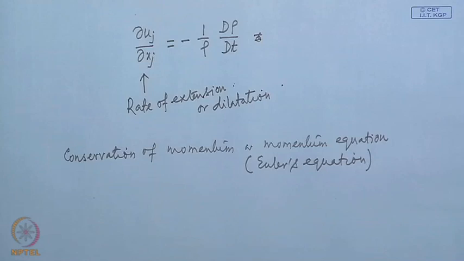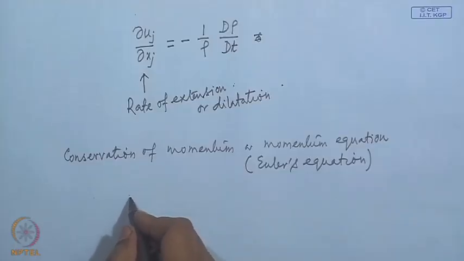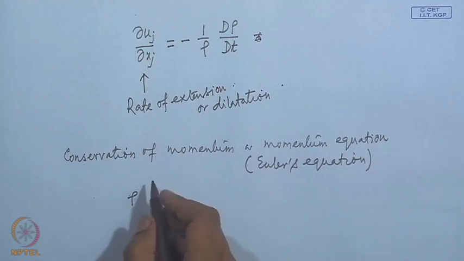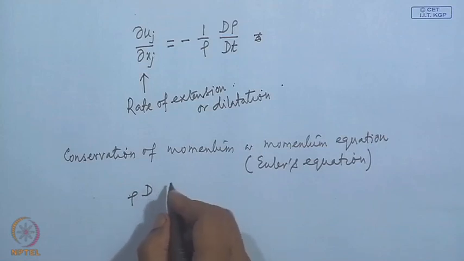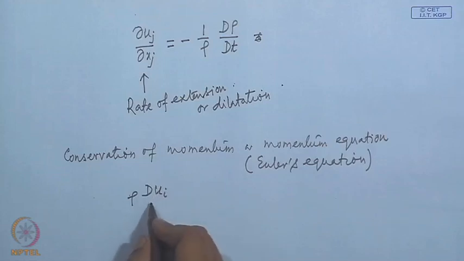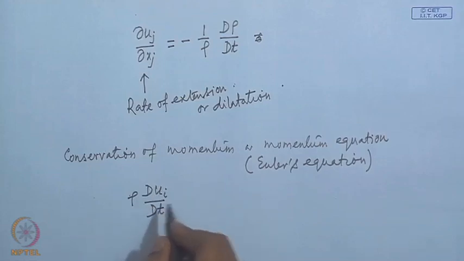So, when we write it for a fluid dynamical problem, usually we write it for unit volume. So, the mass actually becomes the density. The mass into acceleration for unit volume becomes density into acceleration, but the acceleration of a fluid particle, which is written as rho d u i d t. This equals the force applied on the surface of the fluid element.